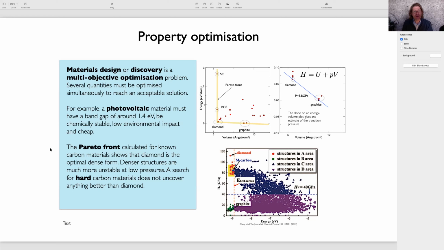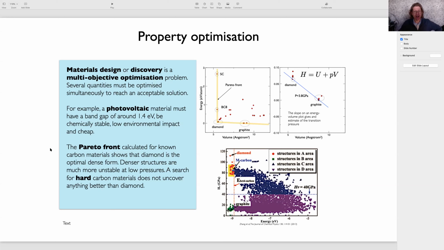you're in the world of multi-objective optimization, and an example I gave here is if you want a photovoltaic, it might have to have a band gap around 1.3 electron volts, be chemically stable, have low environmental impact and be cheap. So you've got multiple objectives there that you have to satisfy at once. A tool for assessing multi-objective optimization is something known as the Pareto front.